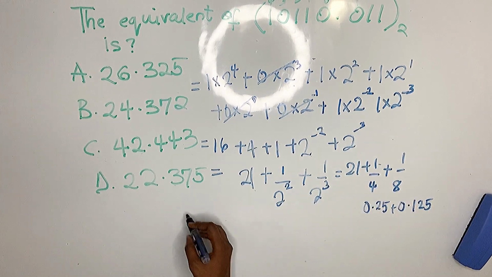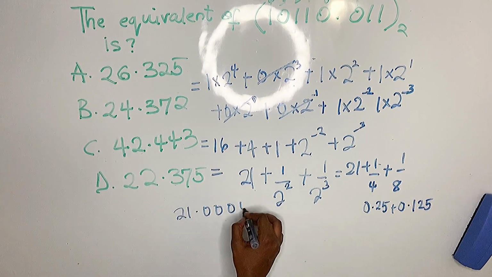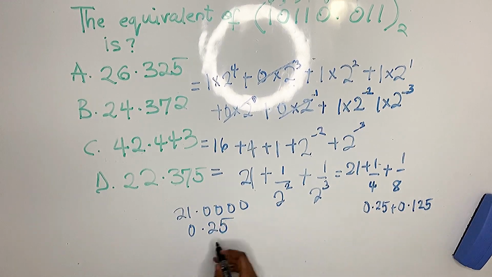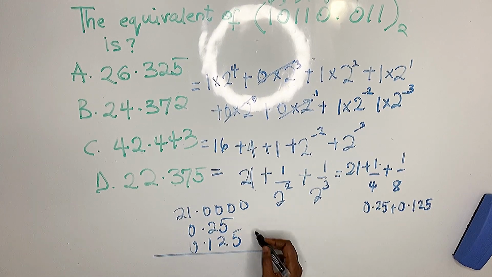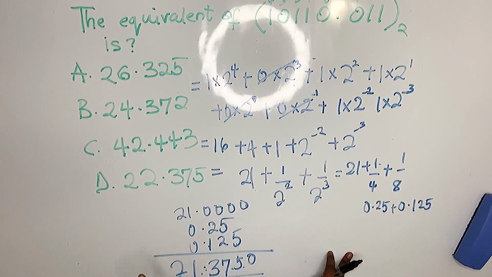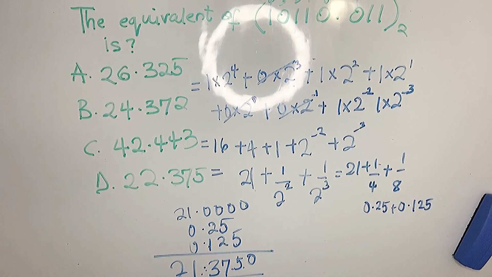So 21 is the same thing as 21.000, and here we have 0.25, and under it 0.125. I should have written this one before, but it's okay. So let's add it. 0 plus 5 is 5. 5 plus 2 is 7. 2 plus 1 is 3. And 1 and 2. So our answer is 21.375. Did I make a mistake somewhere? Because I'm seeing 21.375 here.